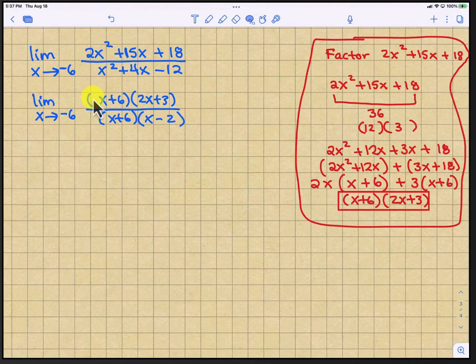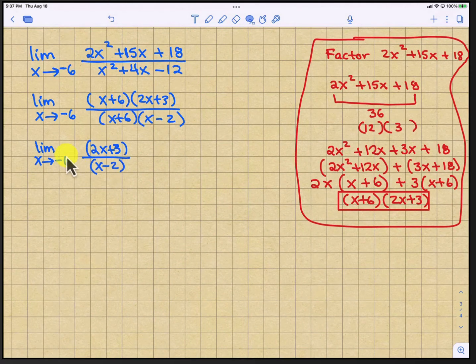Now we carry that over into the second line. And then we also factor the denominator. What multiplies to negative 12 and adds up to 4 is going to be positive 6 and negative 2. So we have the complete factorization of the top and the bottom. Now you see that we have the x plus 6's canceling each other. That leaves us with 2x plus 3 over x minus 2.